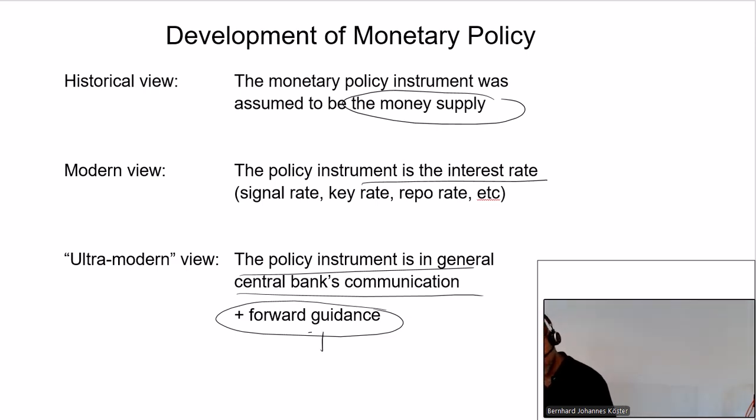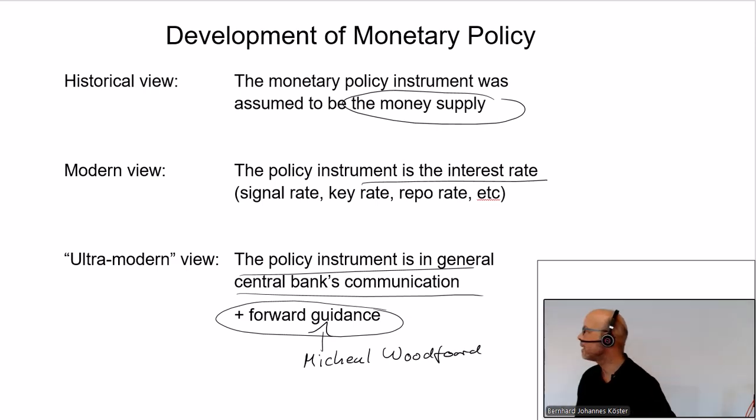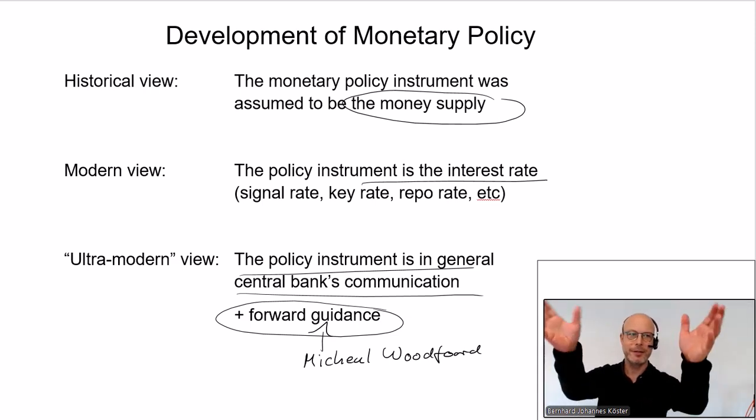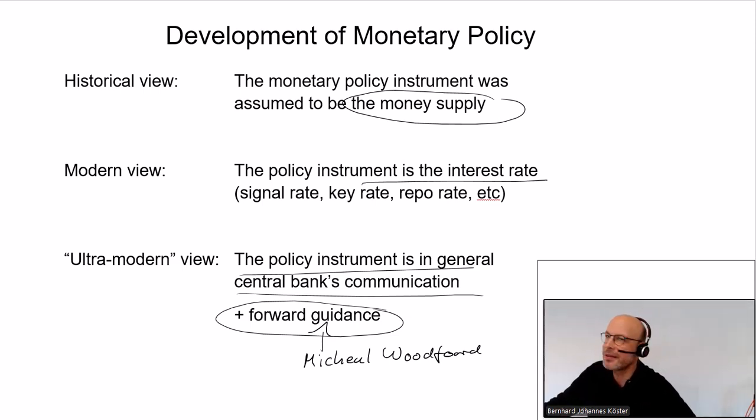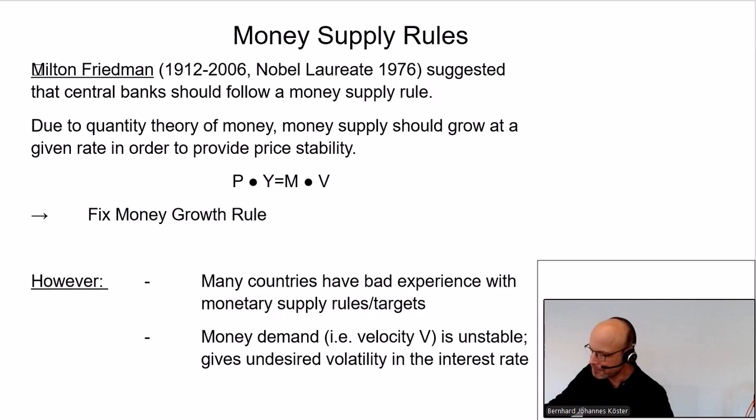Maybe you hear sometimes of him. Well, he is professor at the MIT, and he wrote a really huge book, I think more than 1,000 pages, called Interest and Prices. Yeah, this is only for the general overview in the end.